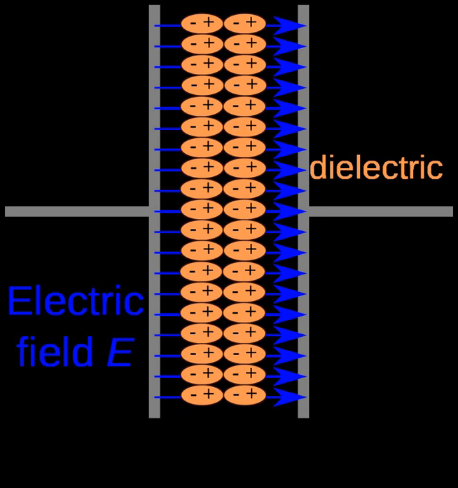The electric displacement D is related to the polarization density P by D = ε0 E + P = ε0 (1 + χe) E = ε0 εr E.